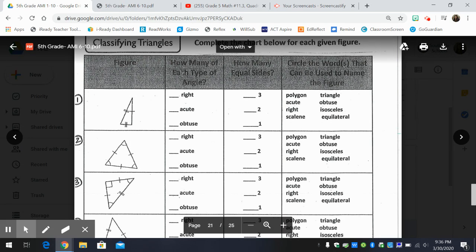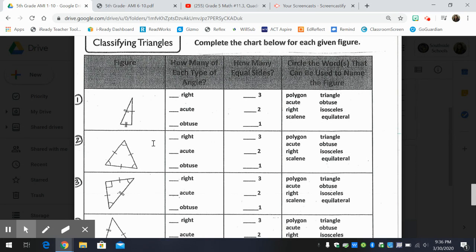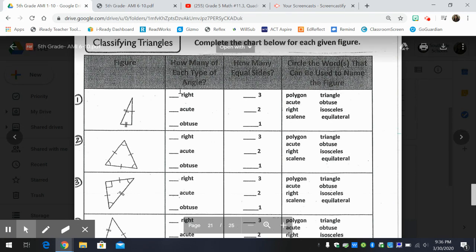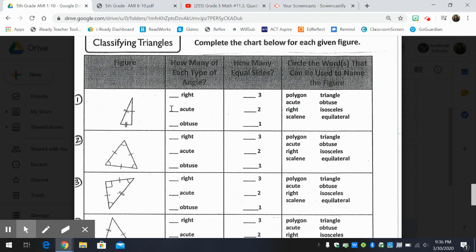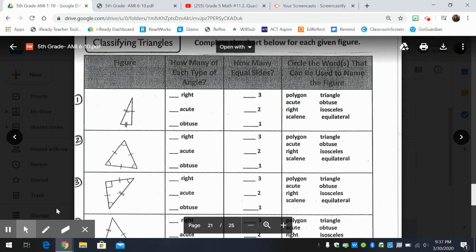Okay, so we can look at this. It's saying how many of each type of angle. Well, a right angle is classified by a little square, and we can see that here in number 3. So there's no right angles. Acute angles are anything smaller than 90 degrees, and obtuse angles are anything larger than 90 degrees. So for the angles, we're looking at the little sections right in through here. So see how the little lines are on all of the other triangles. For the first one, it looks like all of those angles are going to be acute.